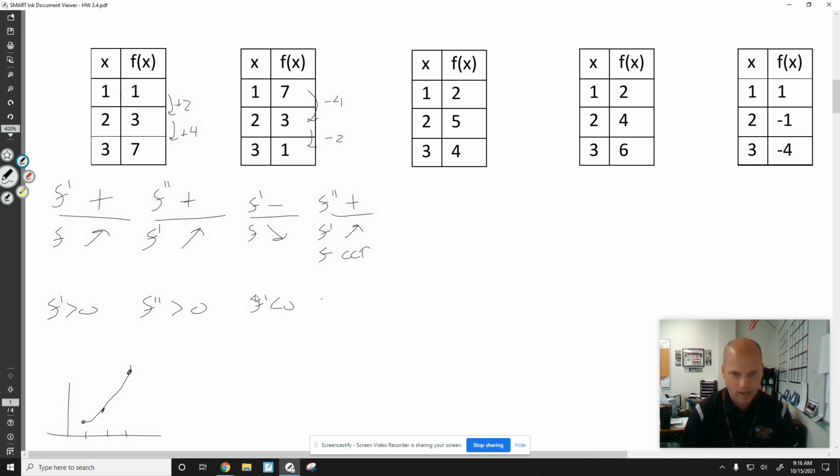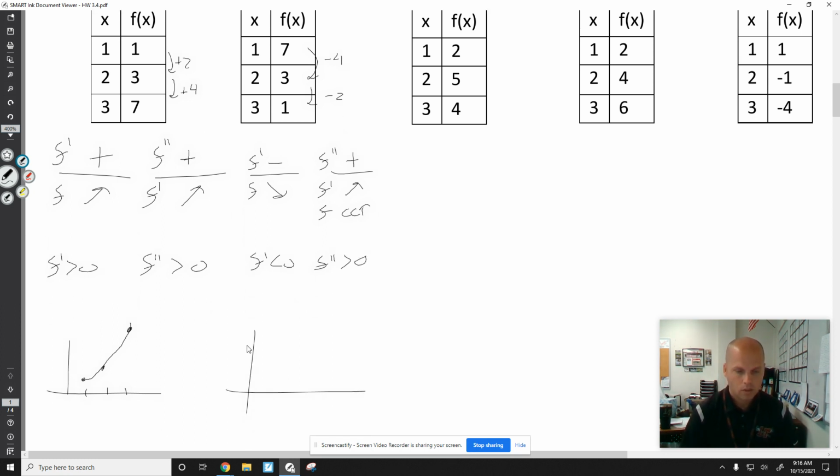F prime negative, F double prime positive. Not sure? Sketch. Watch. 1, 7, 2, 3, 3, 1. If you do it fairly accurately, you can see we are decreasing, but we're curving upward. Decreasing, concave up.